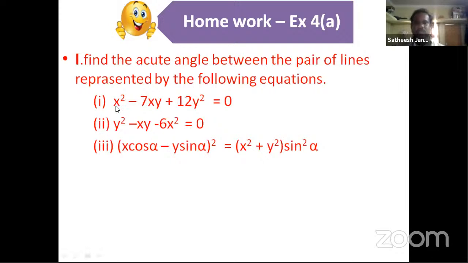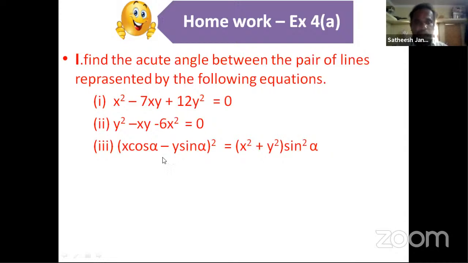First one is x square minus 7xy plus 12y square is equal to 0. And the second one is y square minus xy minus 6x square is equal to 0. Third one is (x cos alpha minus y sin alpha) whole square is equal to (x square plus y square) into sin square alpha. This is your homework. Solve these 3 problems same as in the above problem. Observe the third problem. Don't get confused, students.